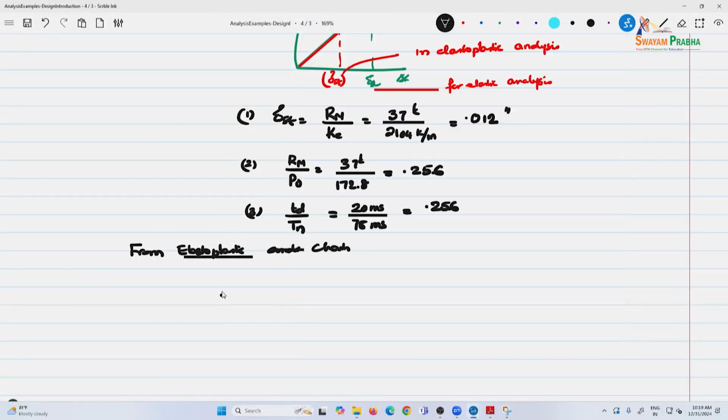So, from those charts, the delta dynamic by delta static is say 6.5. So, you can calculate your delta dynamic as 6.5 times 0.012, which is 0.078 inches, is that right?